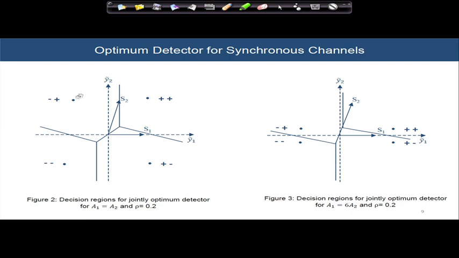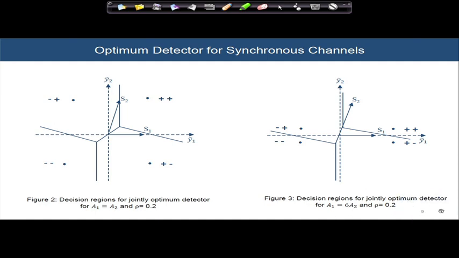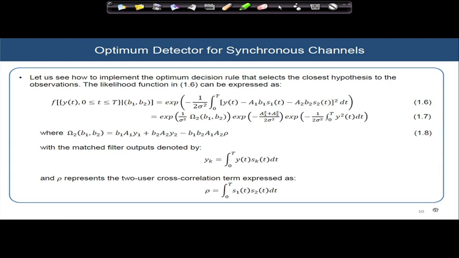So, this figure we have already discussed, and these are the decision regions shown for these values of A1, A2 and rho. Rho, we understand, is a cross correlation factor, and this is another situation where the relation between A1 and A2 is something like this, and rho also has some different values. So, let us see how we implement this optimum decision rule that selects the closest hypothesis to the observations.